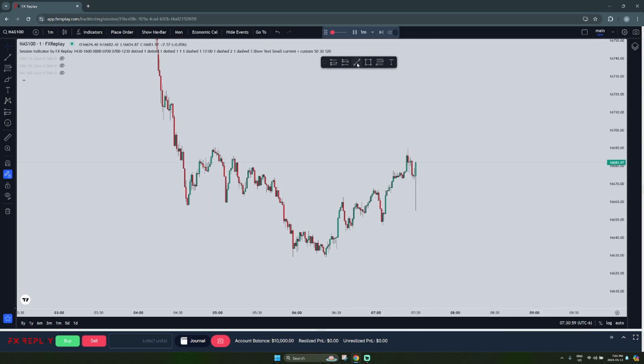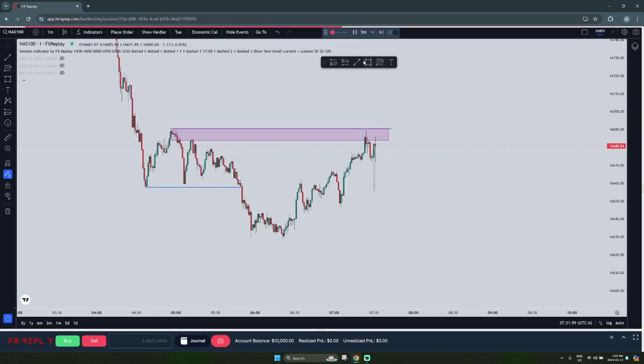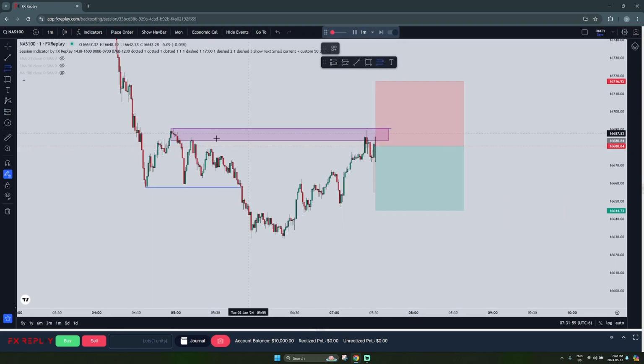So how this looks is we got a break of structure here. We got the high here. Price is making a retracement into this demand zone on the extreme. We get a color change right here. And how I mark my stop loss is like so. We go to the -0.3.